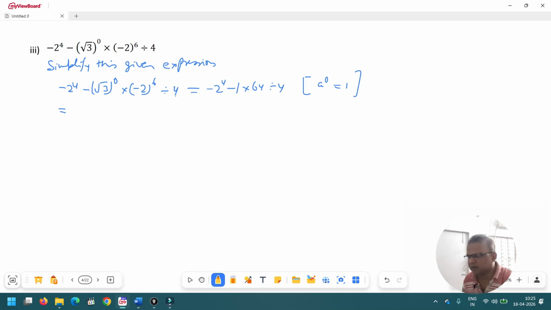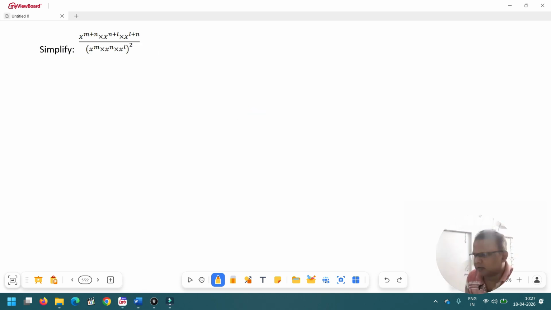Is equal to minus 16 minus 64 by 4, equal to minus 16 minus 16, is equal to minus 32. That is the answer. Consider the next question, that is simplify this expression.